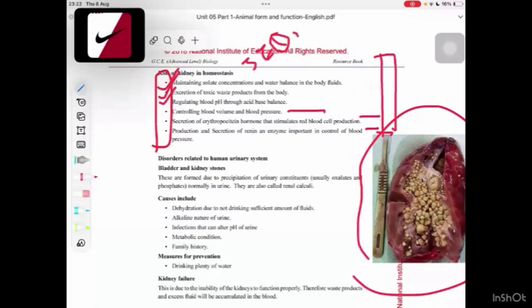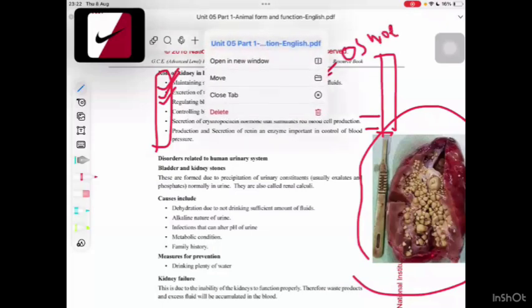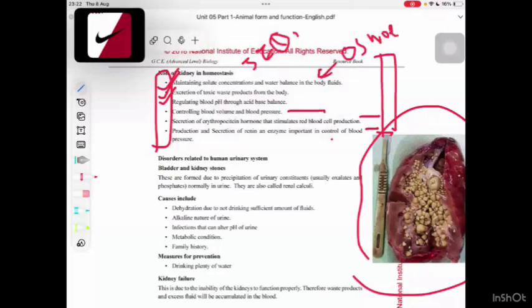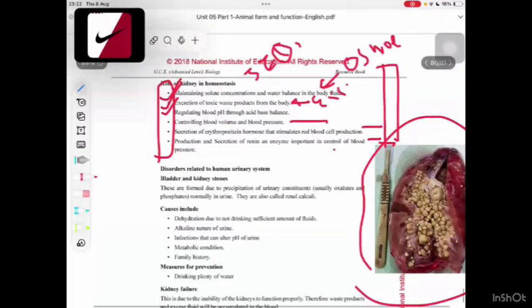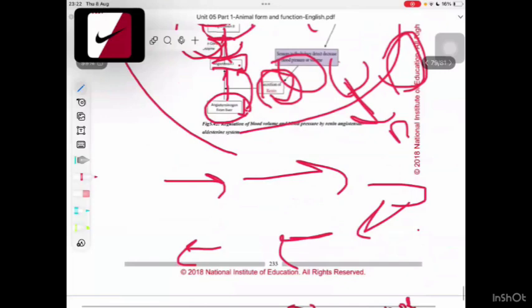Okay. So role of kidney in homeostasis: maintaining solute concentration and water balance. That is what? Osmoregulation, right? Excretion of toxic waste products from the body. That is excretion, right? Regulating blood pH through acid-base balance. Yeah, that is basically part of this excretion process, right? Controlling blood volume and blood pressure. That is what we've talked over here, right?